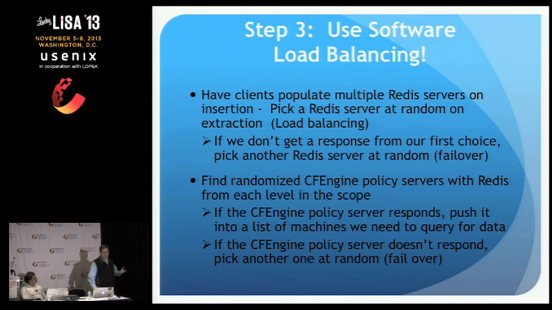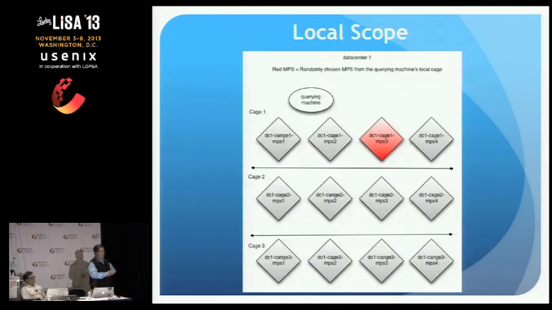So like I said, we're going to find a randomized policy server running Redis at each stage of this architecture, and if it responds, we basically push it into a list of machines to query. So there's 3 levels of scope in this utility. Our first is local scope.